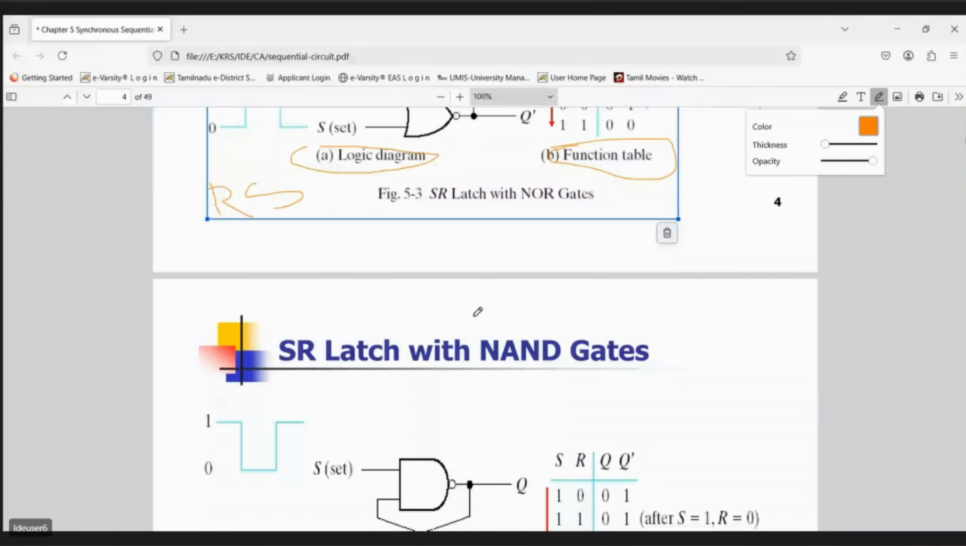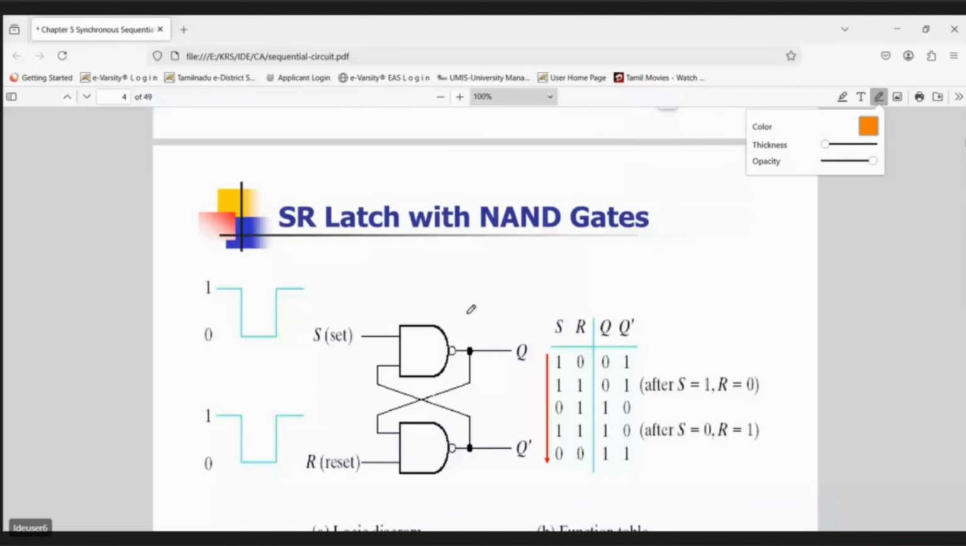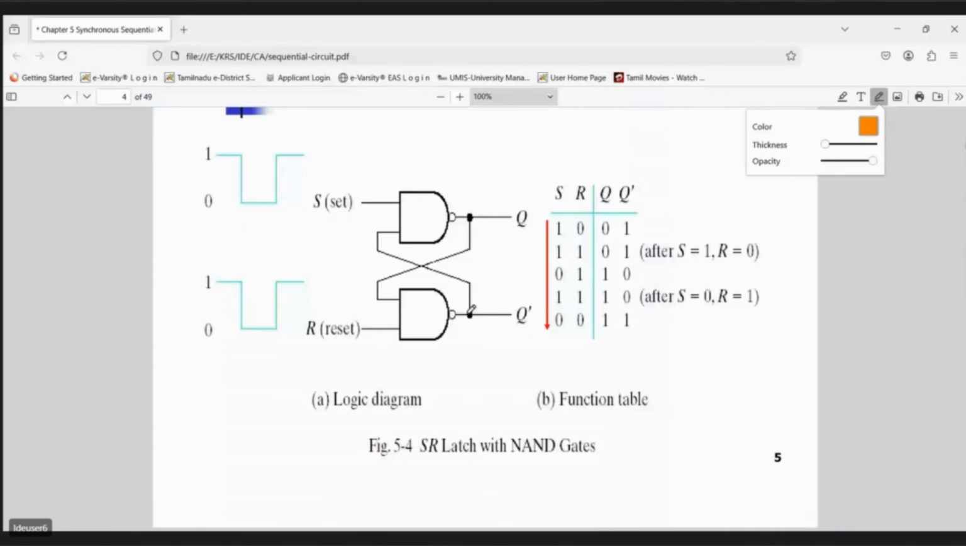So NAND gate, you already know, is exactly the opposite of the AND gate. So 0 0, the output equals 1; 0 1, the output equals 1; 1 0, the output equals 1; suppose both are high, then the output equals 0. So in a NAND gate, it is a complement of AND.